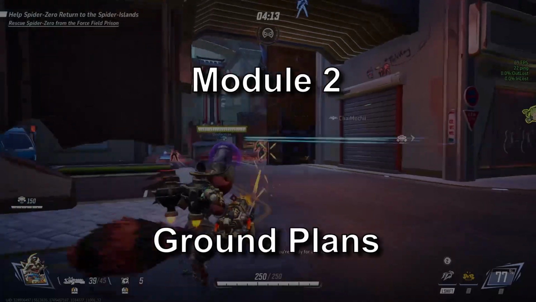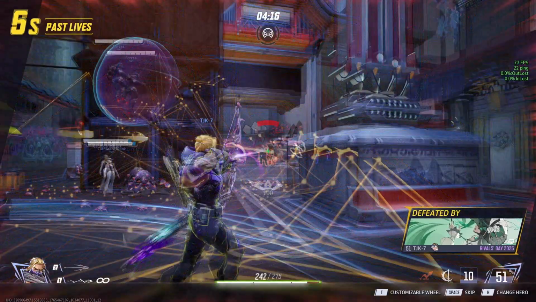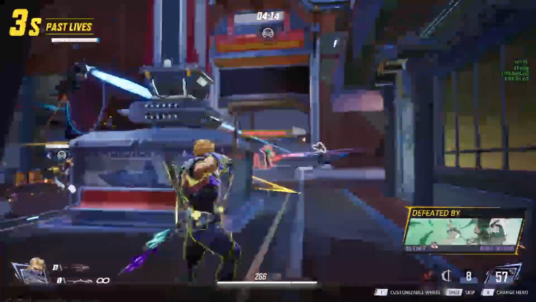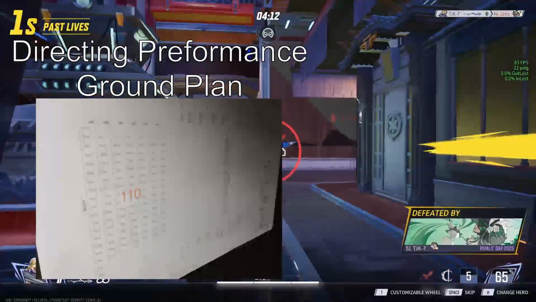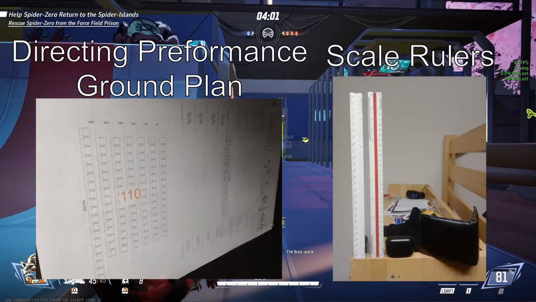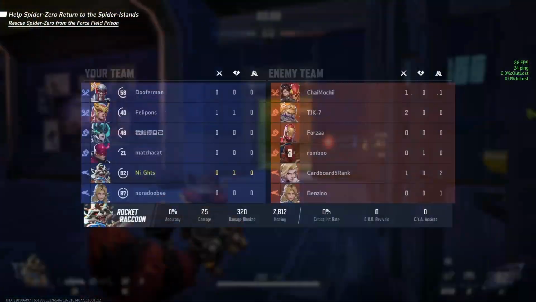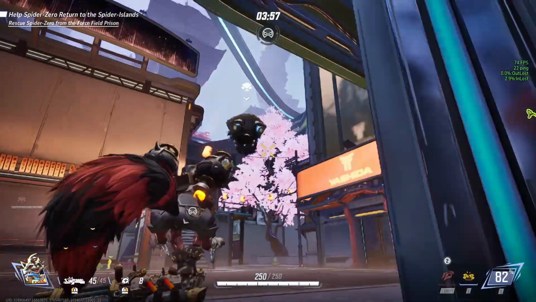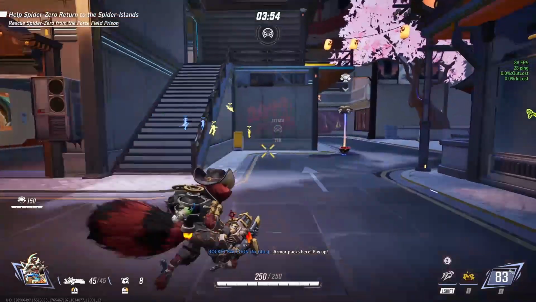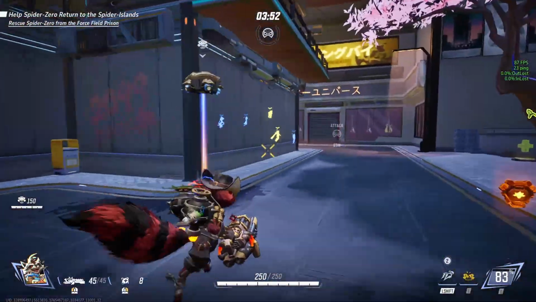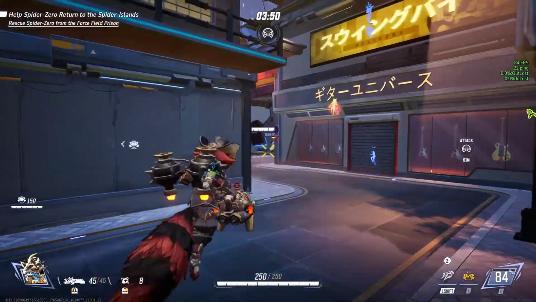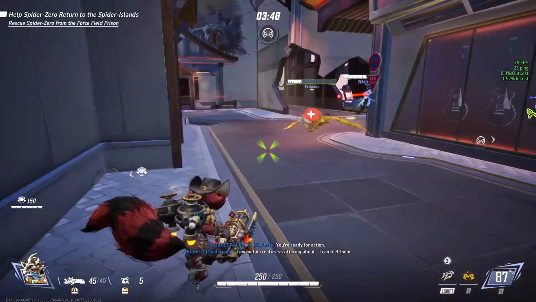Module 2, Ground Plans. Unfortunately, due to things outside of my control, I don't actually have my own ground plan, but I do have a different one. This is the ground plan for a director performance happening, and I also have the scale rules that we use to do these. This is a pretty interesting module because it taught me something I didn't know before. Looking at a scene from this angle is really interesting, and I really did enjoy this.